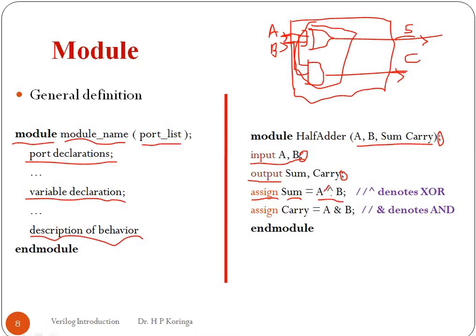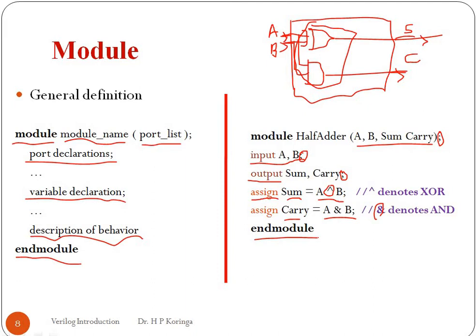This caret is the symbol for the bitwise XOR operation. And what do we want to assign in carry? In carry, we want to assign A and B. And this AND sign is used to denote the AND operation. So it will perform A AND B and assign it to carry. Once we describe the behavior, the detailed architecture in the language, then at the end we have to write endmodule. So you have to write the keyword endmodule. So it is very simple to write Verilog code of any digital system, right?